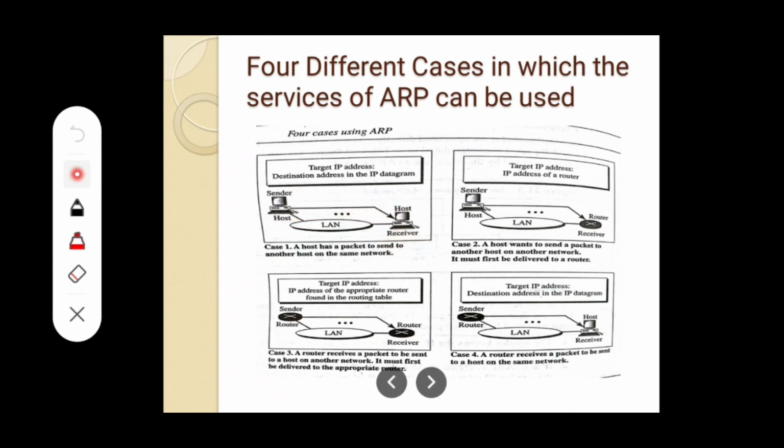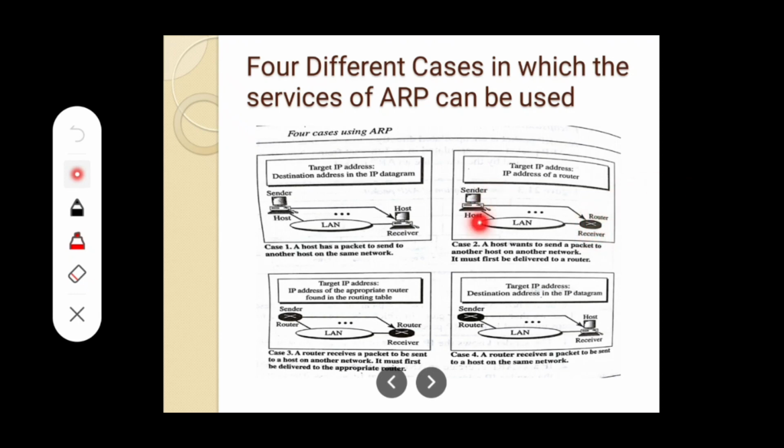Now next is case 2. A sender host is transmitting a datagram to a router. The router is in another network. The host wants to send a packet to another host on another network, so it must first be delivered to a router. The destination host is in another network. In order to reach that network, the host has to transmit the packet to this router, and this router will transmit that packet to the destination.